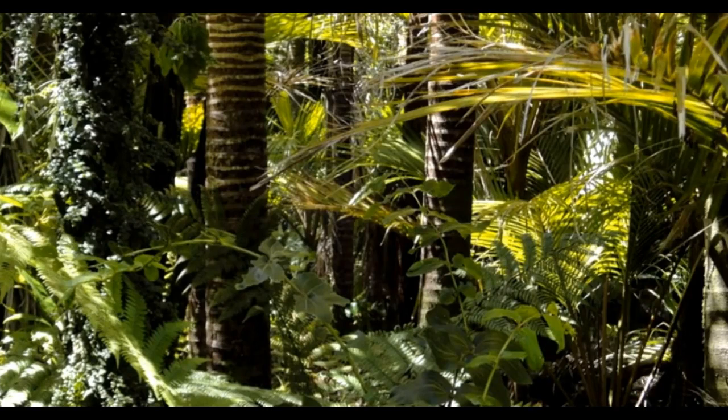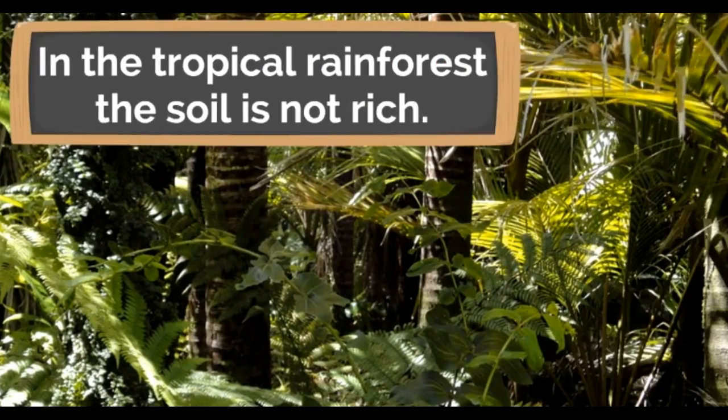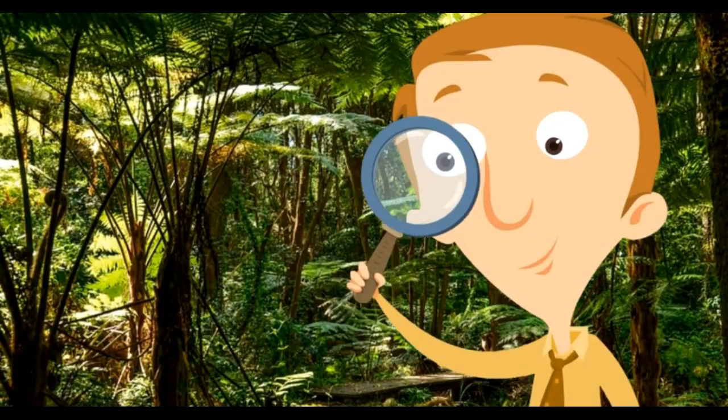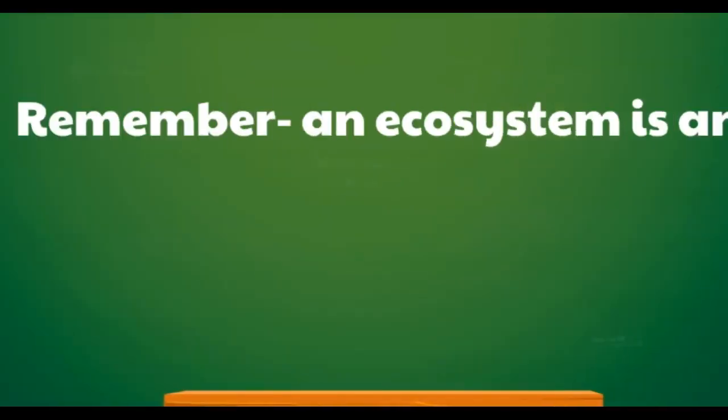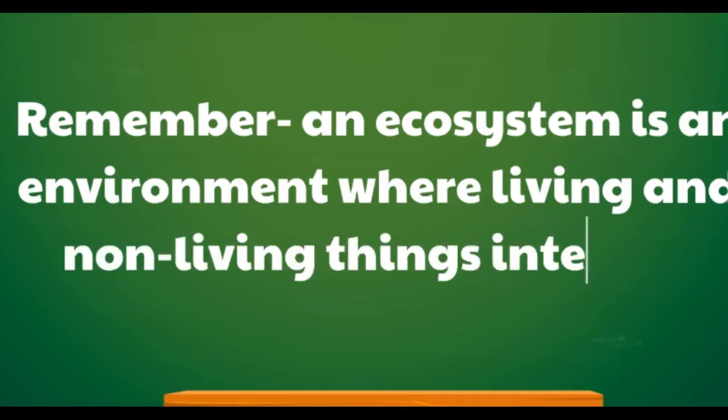Another interesting thing about the rainforest is the soil is not rich. Because there are so many plants all over the place, the nutrients of the soil get drained very quickly. So while the soil is much more moist than the desert, the plants are constantly drawing nutrients from the soil. The tropical rainforest biome is home to an amazing ecosystem with lots of life that benefits from all of the rain and the warm temperatures. Remember, an ecosystem is an environment where living and non-living things interact. The plants and animals interact with the weather and soil to make a unique ecosystem.